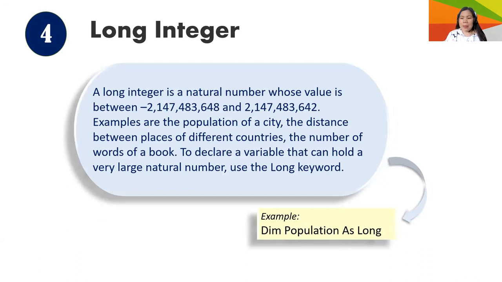So our fourth data type is the Long integer. A Long integer is a natural number whose value is between negative 2,147,483,648 and positive 2,147,483,642. Examples are the population of a city, the distance between places of different countries, the number of words of a book. To declare a variable that can hold a very large natural number, we have to use the Long keyword. For example, Dim population As Long. The population here is a variable, and we declare it as a Long integer. Okay, so that's about Long integer.